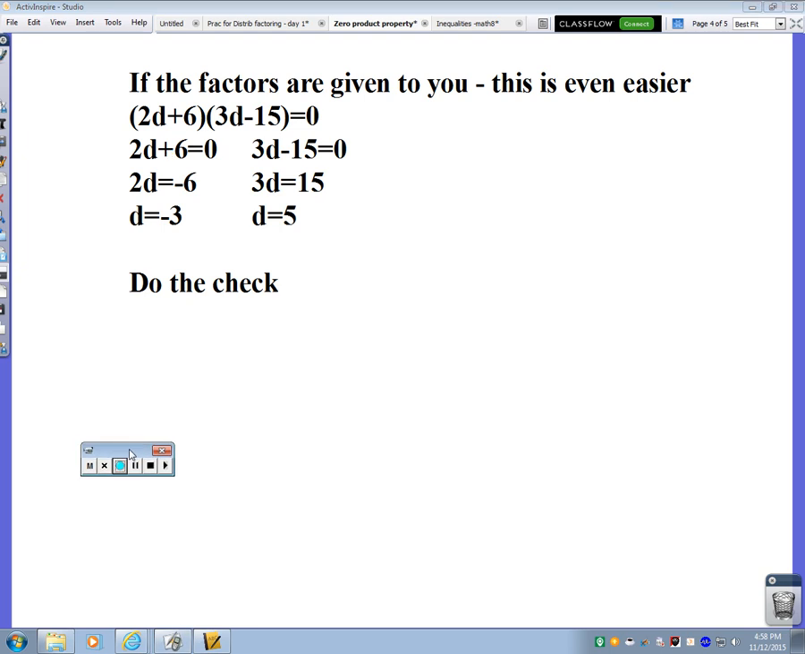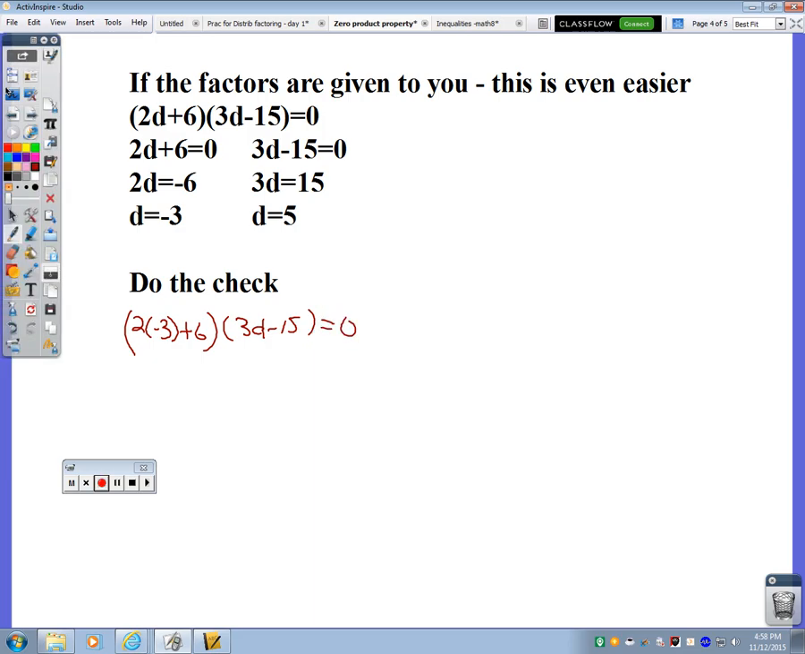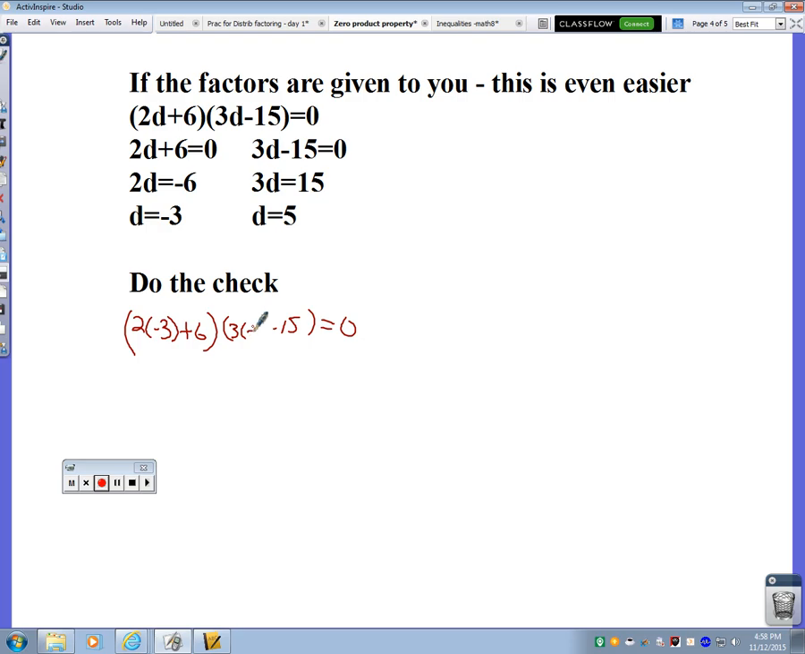So here when you see the check done, you'll see that (2 times negative 3 plus 6) times (3d minus 15) is equal to 0. But instead of d, we are putting in negative 3. Here we get 2 times negative 3 is negative 6. Negative 6 plus 6 is 0. 0 times negative 24 is 0.